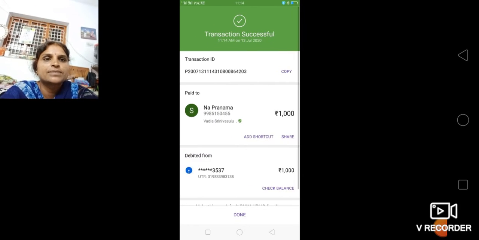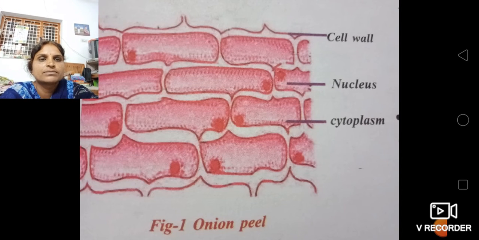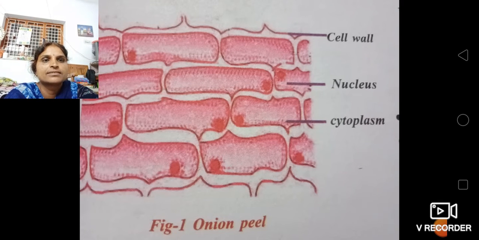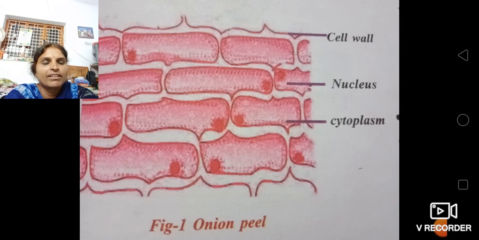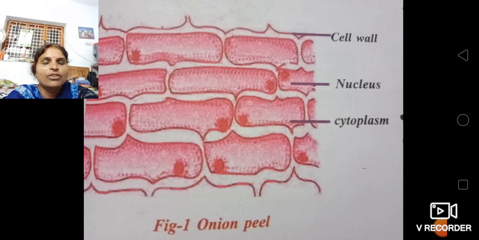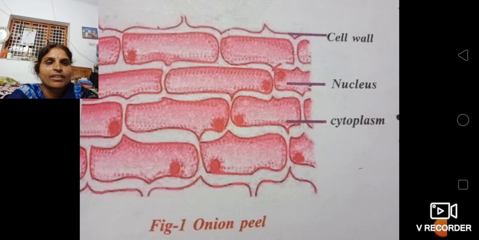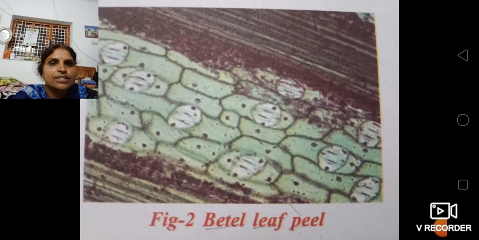See this picture, all of you. What did you observe in this picture? Yes, the cells are present, the part of the onion peel. You know about onion peel because you have learned the activity in the previous lesson. Now see the next picture.